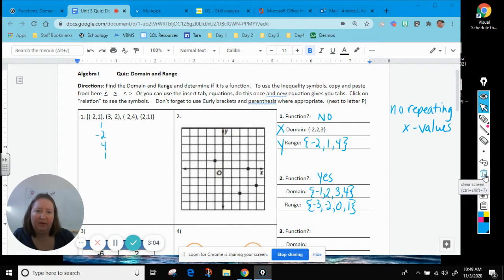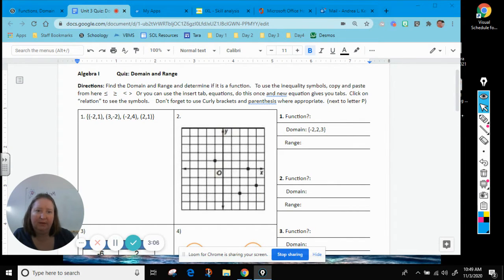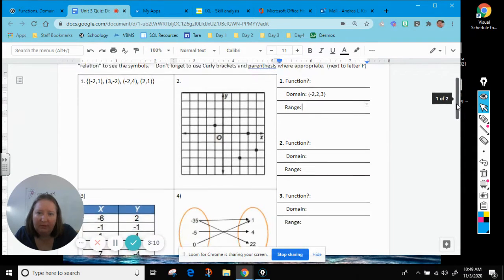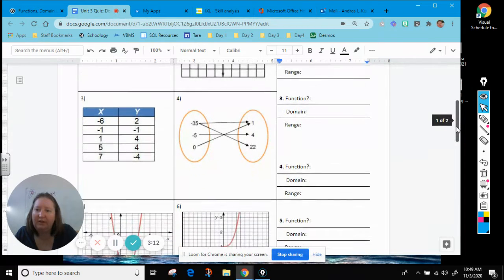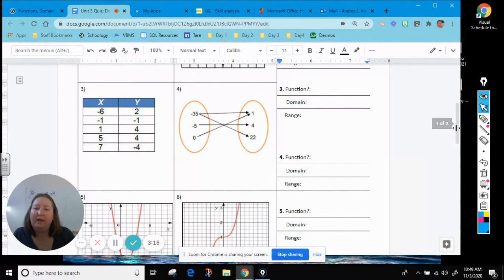Now I need to go ahead and erase that and move my documents. Okay, here we go. Now let's look at these. This is a table and a mapping. Mapping is the only thing that's new. Everything else, all these other ones we've done last year, or should have done last year.